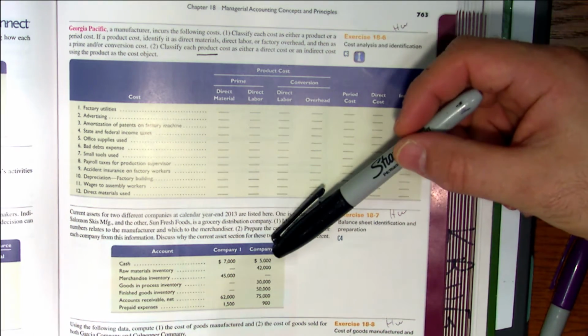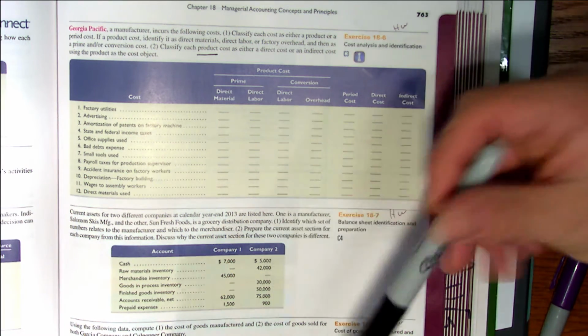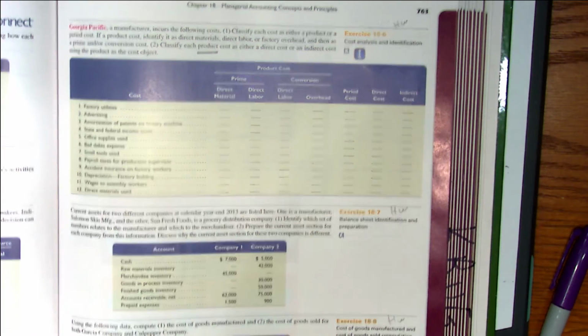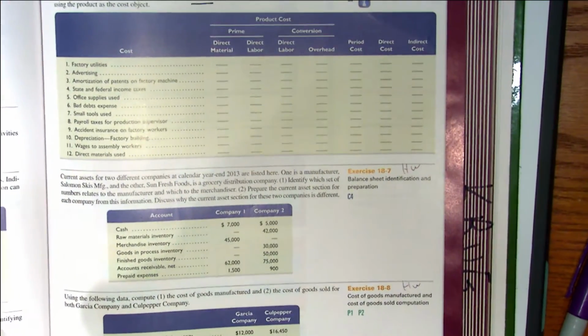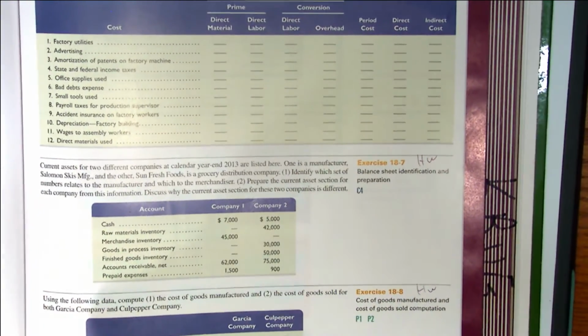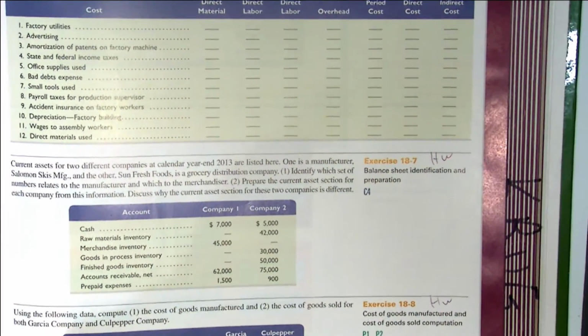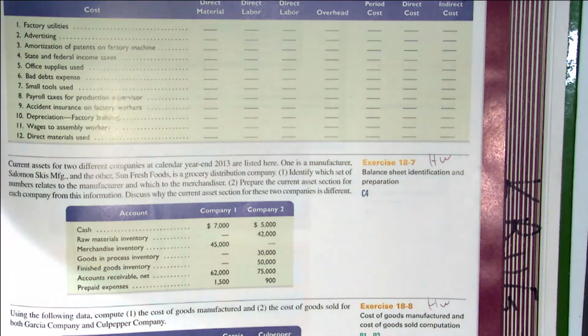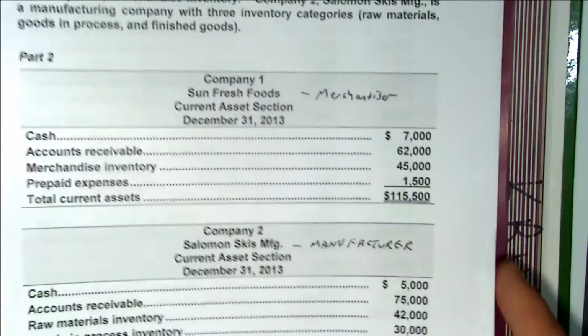Company 2, right? Because you see those different inventory accounts. You see the goods in process, the raw materials, the finished goods, right? Okay? And then, of course, company 1 is the merchandiser or the retailer. Okay? So, that's pretty easy. Let's go ahead and take a look at what those sections of the balance sheet would look like.